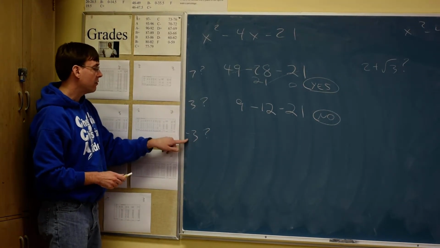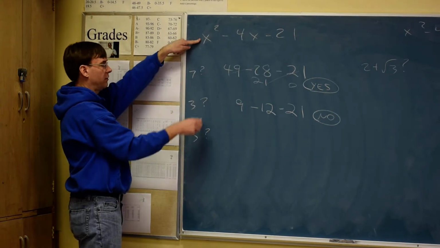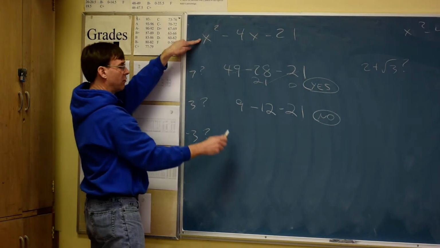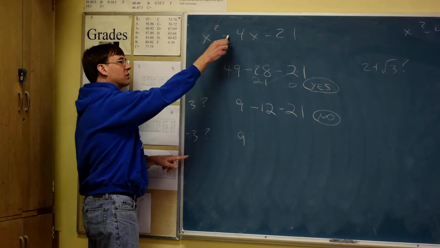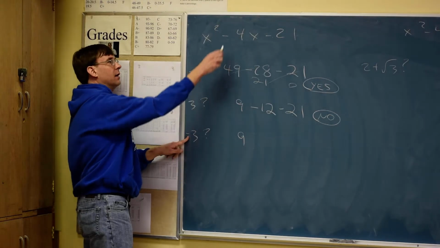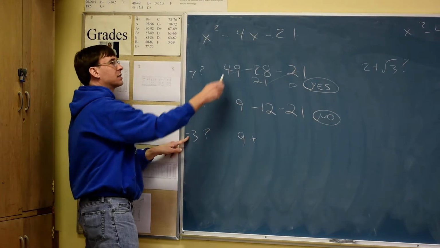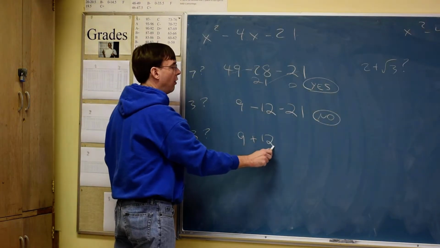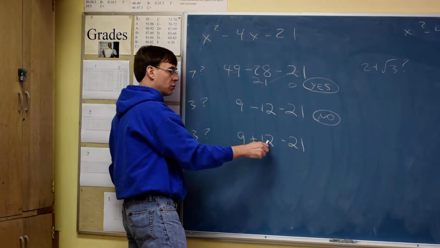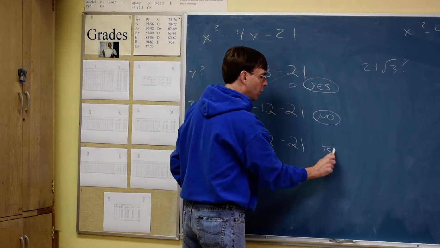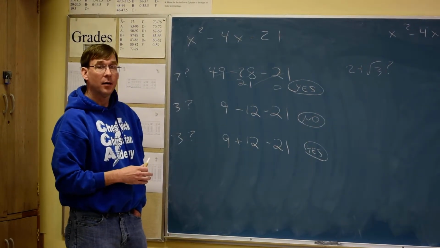If we try negative 3, remember a negative to an even power will be positive. So negative 3 times negative 3 is another positive 9. A minus 4 times a negative 3: a negative with another negative is going to turn that around to be a plus. 4 times 3 is 12. Minus 21. 9 and 12 is 21, minus another 21, that is a yes. Same idea, but harder problem.